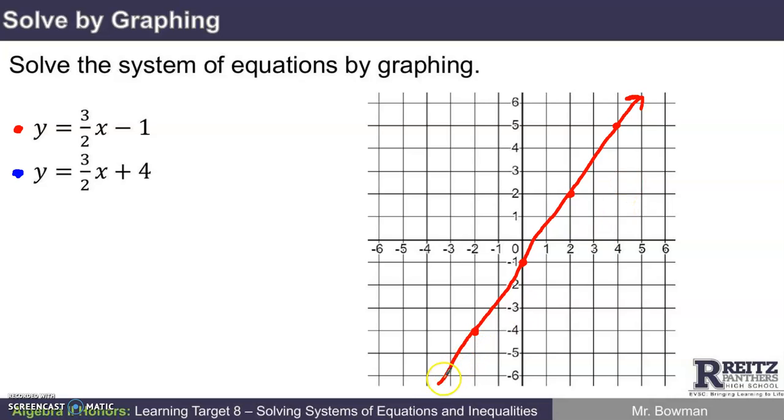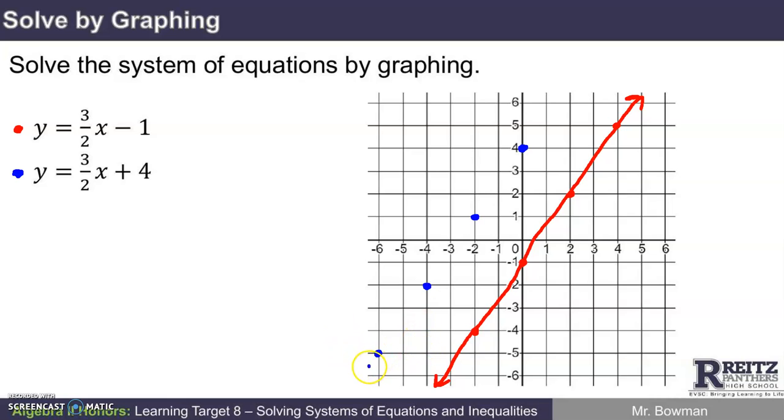There's a pretty good sketch of the graph of the red line equation. Let's do this one in blue. y equals 3 halves x plus 4. That line's going to have a y-intercept of 4. It's also going to have a slope of 3 halves, up 3 and right 2, or down 3 and left 2, etc., etc.